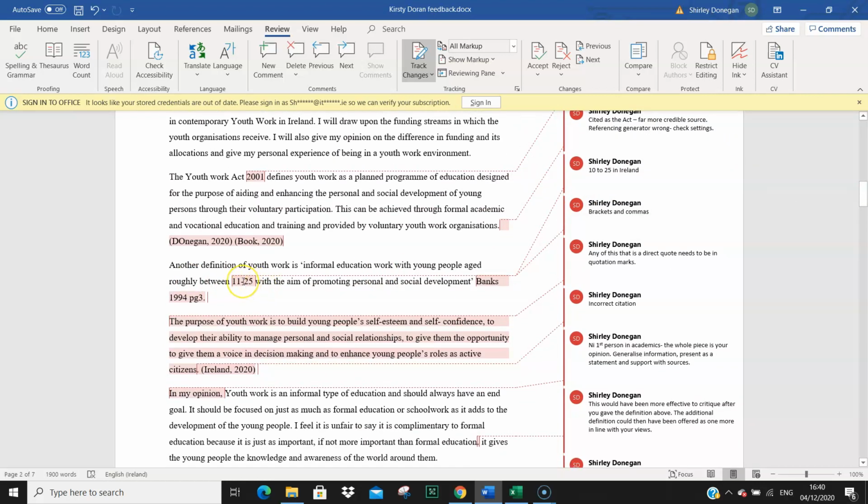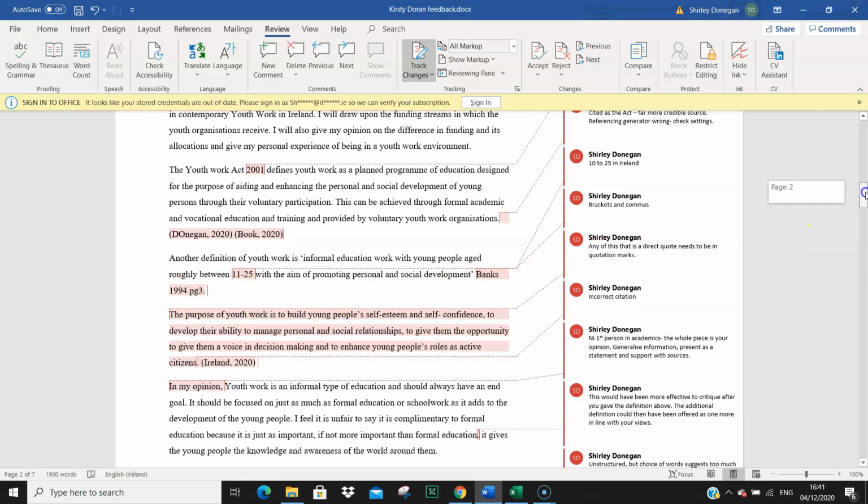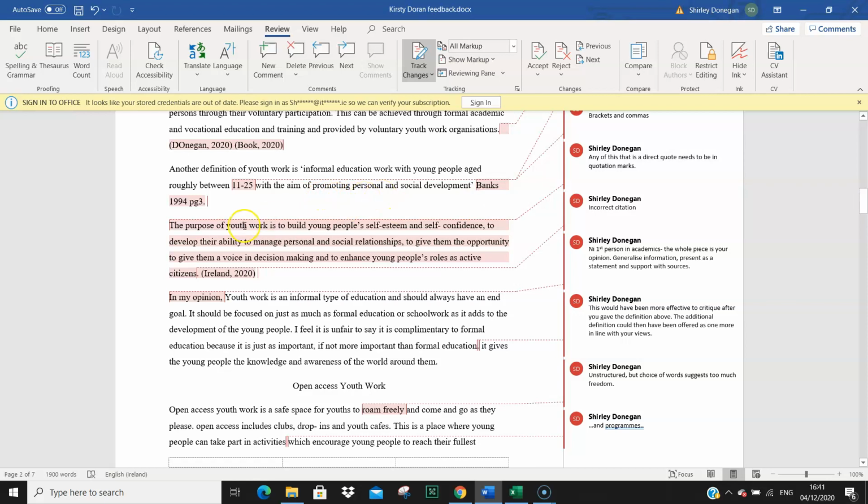Here, okay, so 11 to 25 here, it's 10 to 25 in Ireland, so just make sure it's stated right. This as a source needs to be within brackets, so Banks Common 1994, page 3. And here, if there's any of this that's a direct quote, it needs to be in quotation marks, Kirsty. And I suspect that some of this is word for word what's in the source. And again, the quotation is incorrect. So we're presenting an organisation as if it were a person. So just be careful of that.